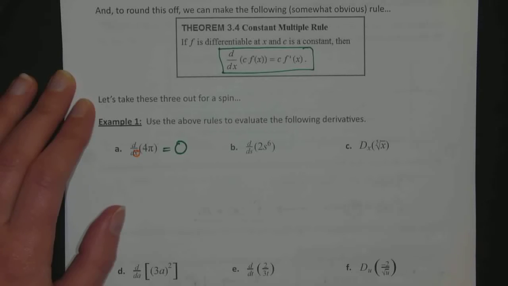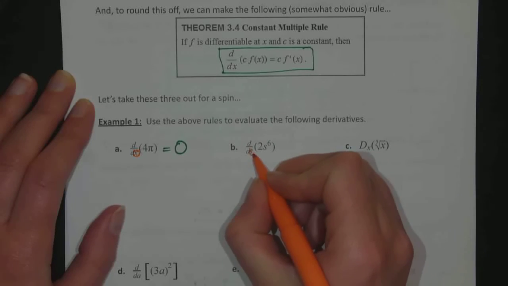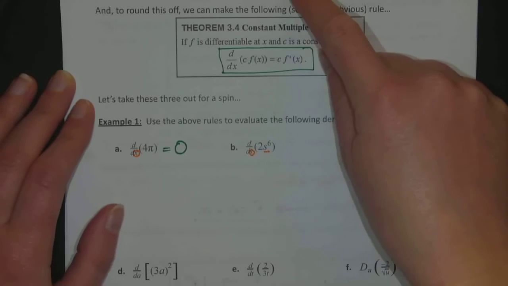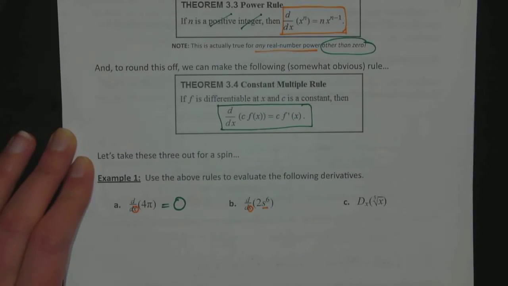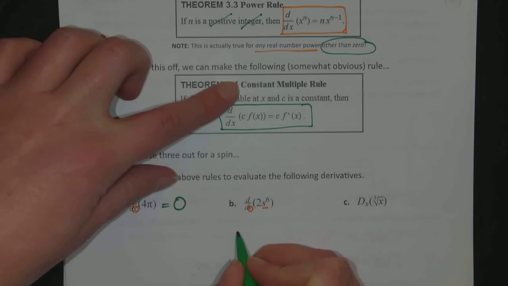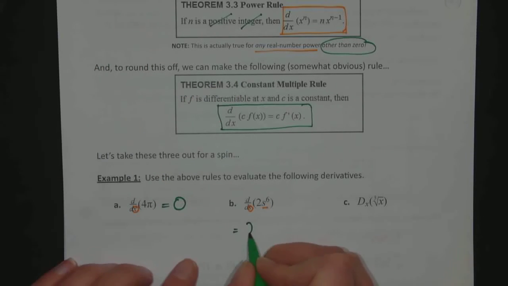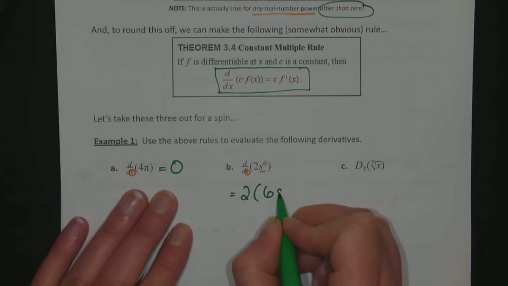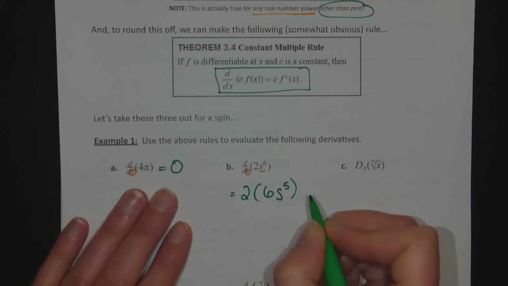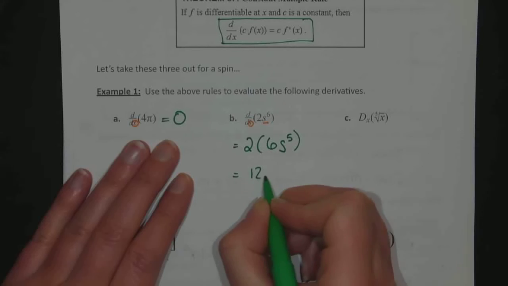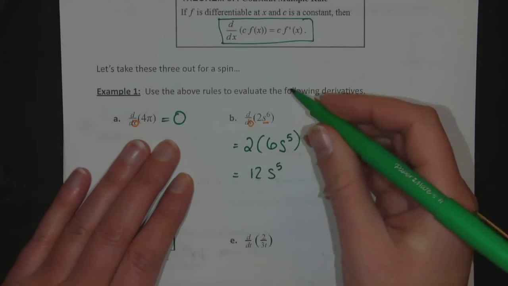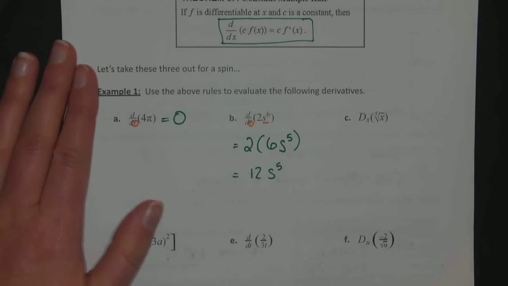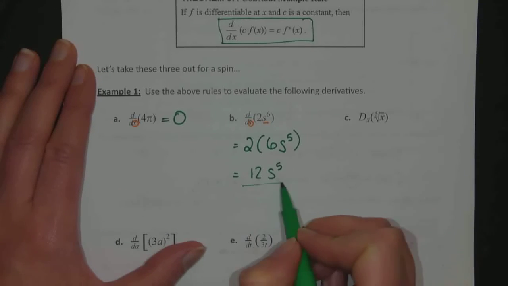This is the derivative with respect to s. I do have an s right here, so I'm going to be using the power rule at the top of this page and the constant multiple rule. So the derivative is going to be 2 times the derivative of s to the 6th, which is 6 times s to the 5th. So altogether, 12 s to the 5th. Power rule: bring your power down, take 1 off the power, so 6 minus 1 is 5. So that's the derivative.